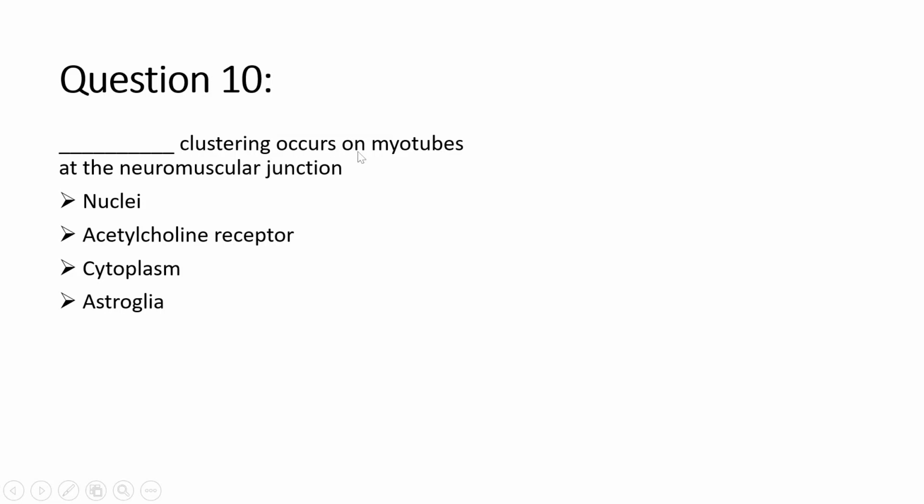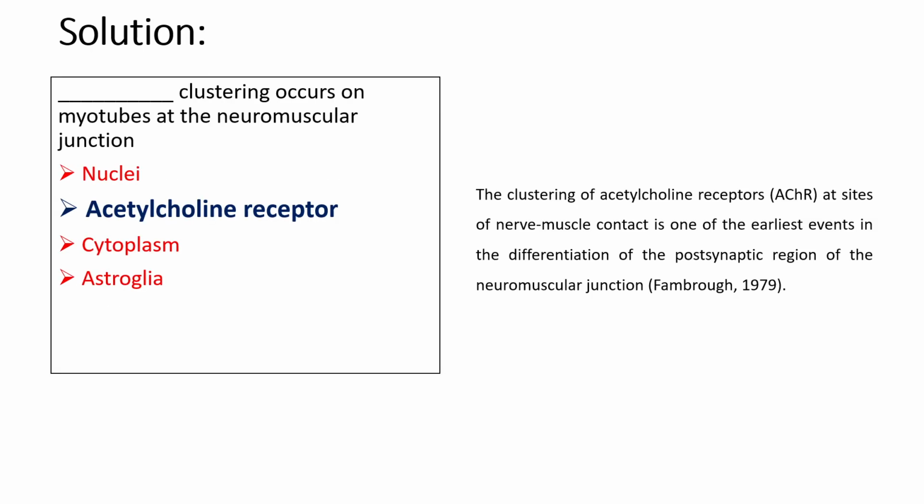So what kind of clustering occurs on the myotubes at the neuromuscular junction? Let's see what the right answer is. A couple of you are saying there should be answer B. So option B is the right answer. Acetylcholine receptor clustering occurs on the myotubes at the neuromuscular junction. The clustering of acetylcholine receptors at the sites of the nerve muscle contact is one of the earliest events during the differentiation of the postsynaptic region of the neuromuscular junction.